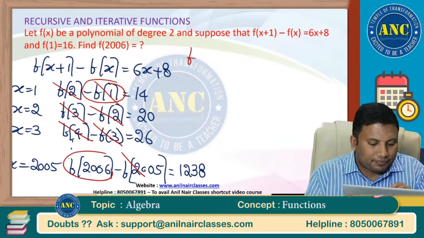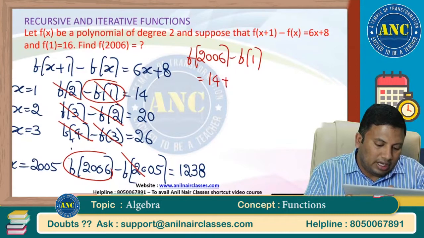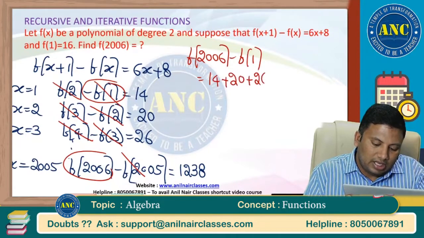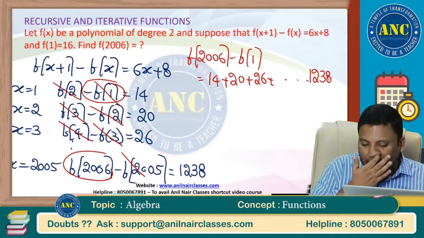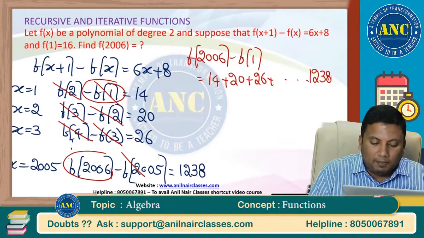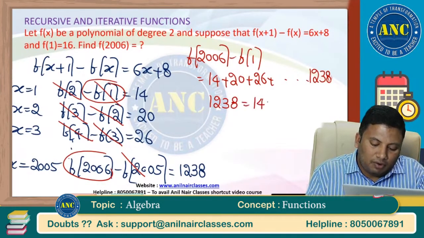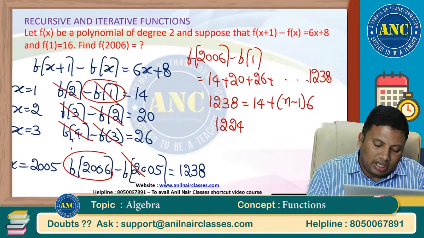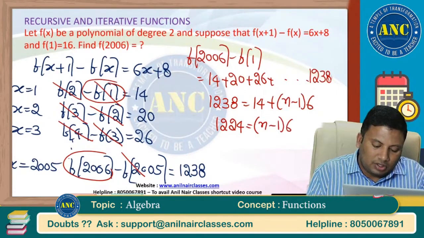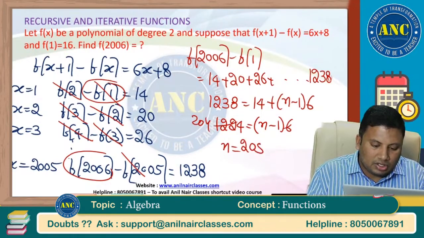So, f of 2006 minus f of 1 equivalent to, it is nothing but 14 plus 20 plus 26 plus and so on up to 1238. This is nothing but an AP series. So last term is 1238. First term is 14 plus n minus 1 into 6. This is nothing but 1224 equivalent to n minus 1 into 6. So n is nothing but, 6 2s are 12, 6 4s are 24, n is 205.